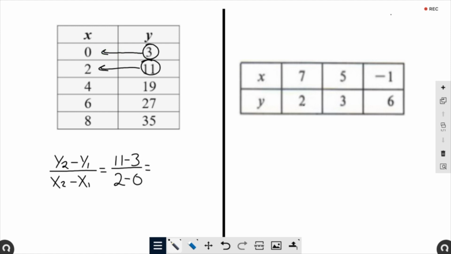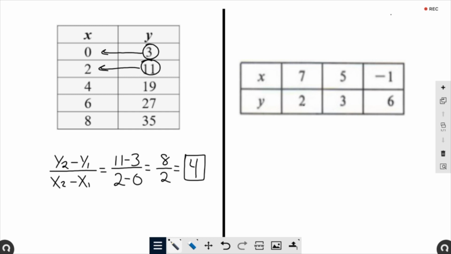11 minus 3 is 8. And 2 minus 0 is 2, and now I just simplify. 8 divided by 2 would give me 4. So the rate of change in this table would be 4.